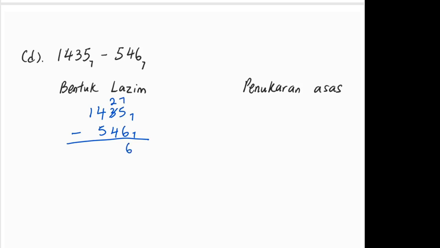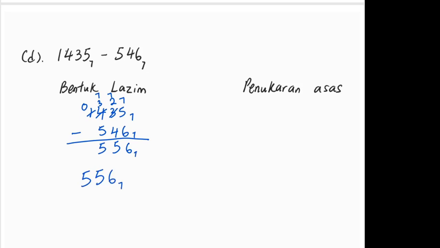Jadi 2 ni tak cukup. Pinjam dari depan lagi. Kita akan dapat ni adalah 3. Dan ini tambah lagi dengan 7. 7 tambah 2 tu 9. 9 tolak 4, 5. Selepas tu kita ada 1, 3 ini. Kena ingat ni bukan 13 lah. Kita kena pinjam dari depan tu. 1 ni jadi sifar. Dan 3 ni kena tambah dengan 7. Jadi 7 tambah 3, 10. 10 tolak dengan 5, tinggal 5. Jadi jawapannya adalah 556 asas 7.